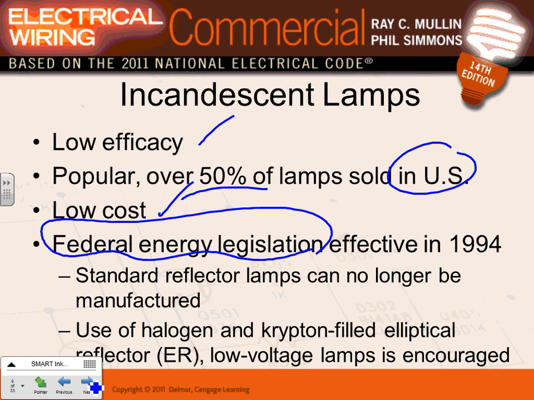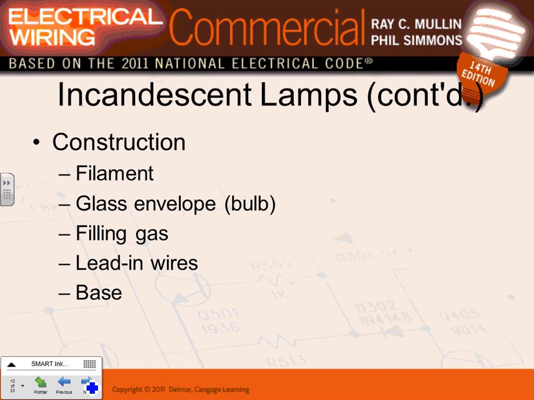Also the halogen. With some of them they add gases, and they become halogen, used for special applications. In low voltage lamps, like in refrigerators, the 24 volt lamps, they're still encouraged, but in high voltage lamps, they're not a good alternative.